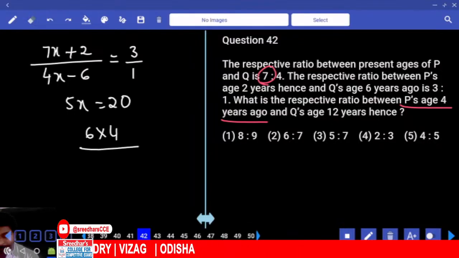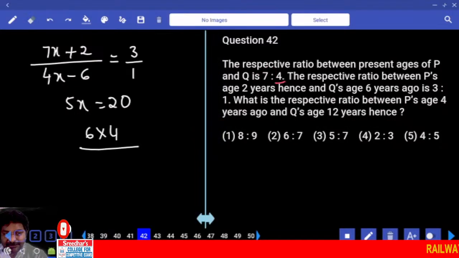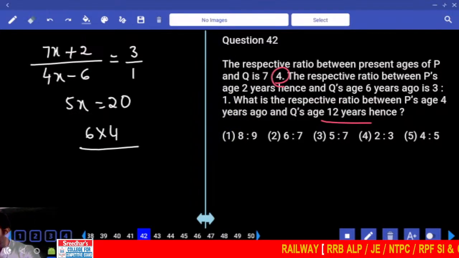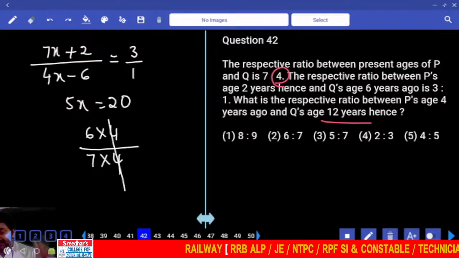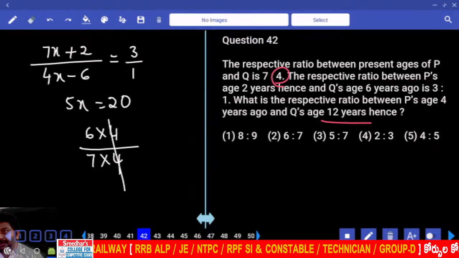You got it? Next, Q's age 12 years hence. What is Q's age? That means 4 into 4. To that how much you are adding? 12. That means 3 fours you are adding. That will be equal to 7 fours only. 6:7. You got it?